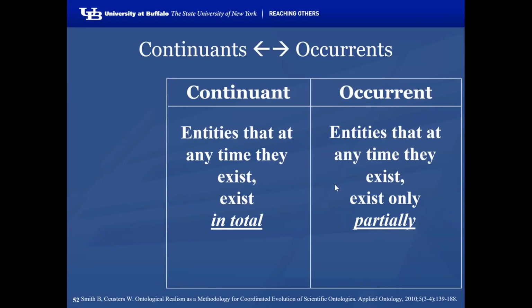Occurrents are not like that. At any time that they exist, they exist only partially. If I wave my hand, that's an occurrence. My hand is a continuant. The waving of my hand going back and forth is an occurrent. There is no moment in time that my occurrent exists in total.